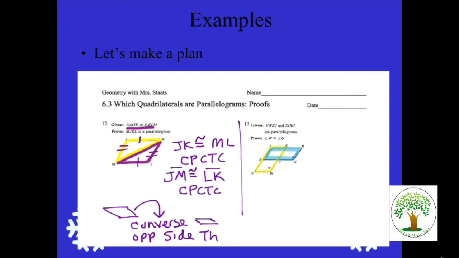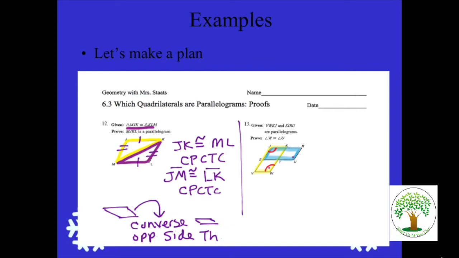What is angle W congruent to that we know for sure? Angle J. I'm going to put this in red. Why are W and J congruent to each other? Transitive? Why are W and J congruent? One more time.